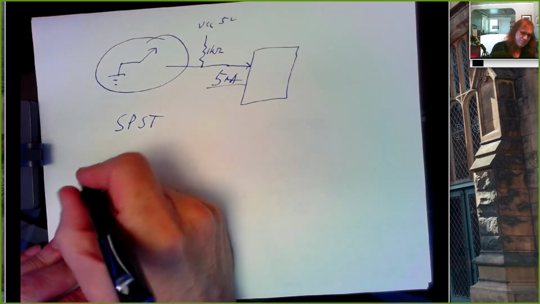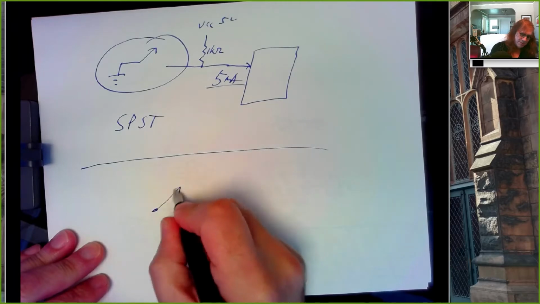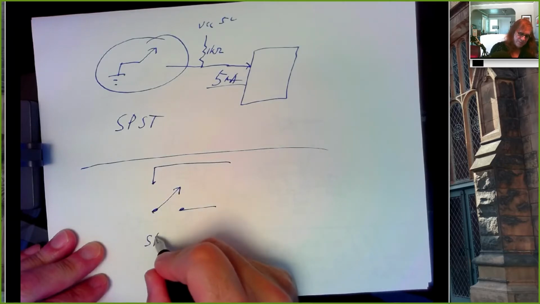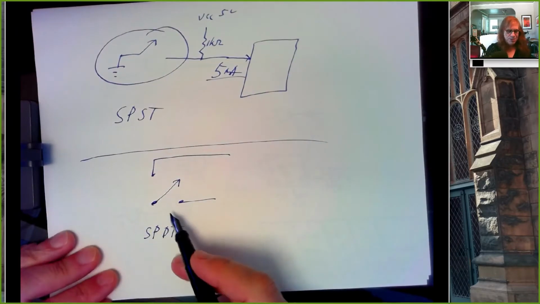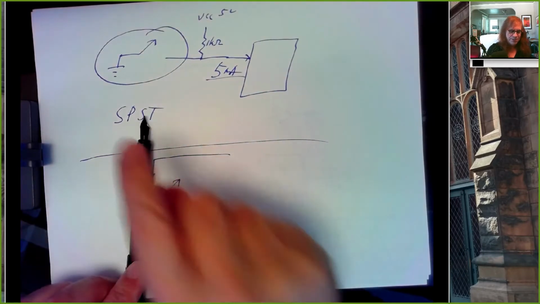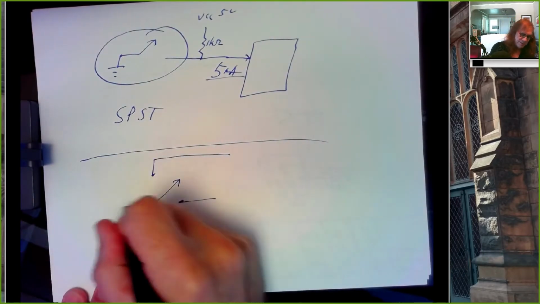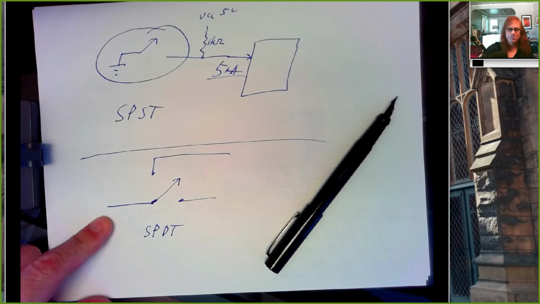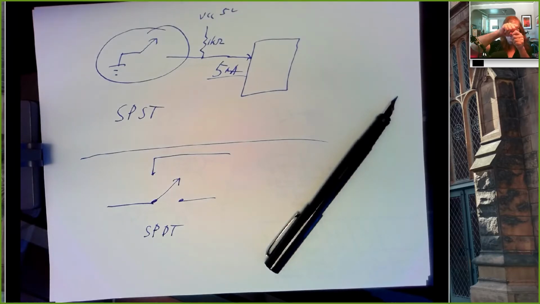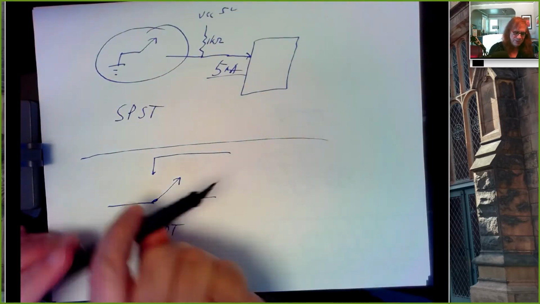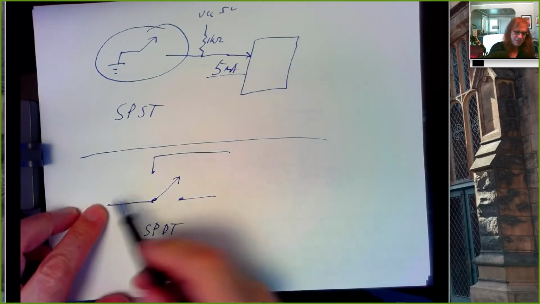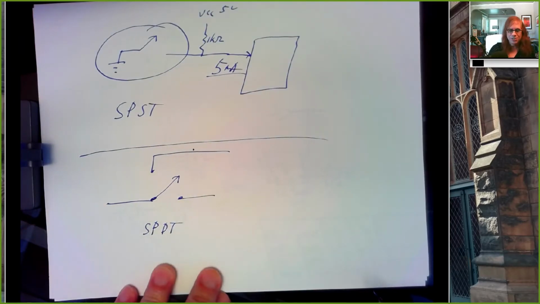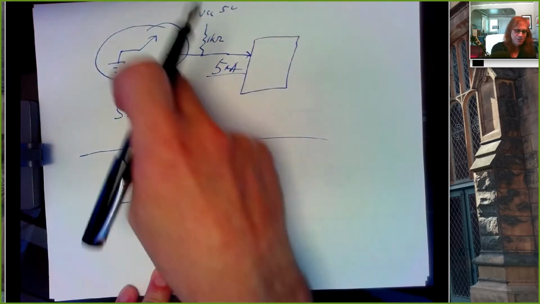A more complex switch is something like this. This is called a single pole double throw. This switch can connect to either here or there. So here's my piece of wire that's going to my circuit, and I can choose to connect it either to this wire or to that wire. So we can choose one of 2 points that we want to connect this line to, either here or here.